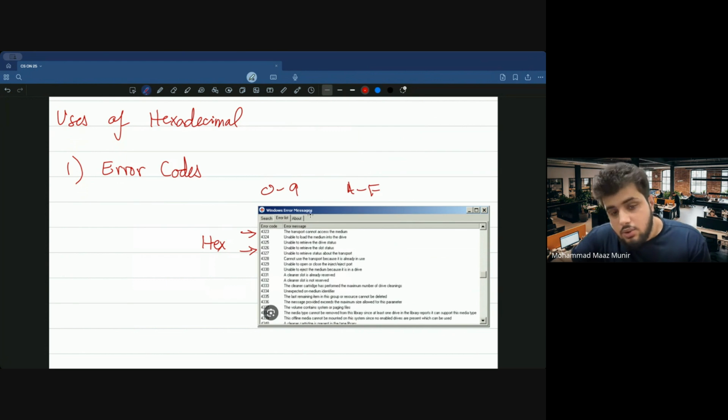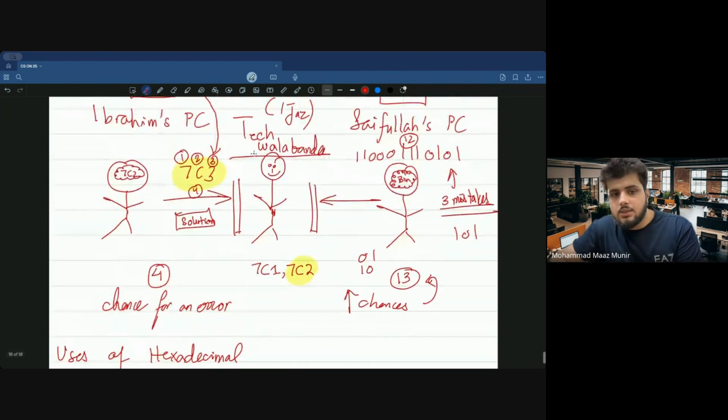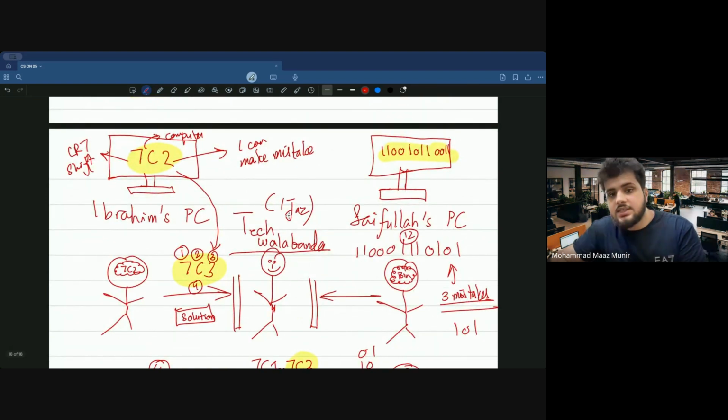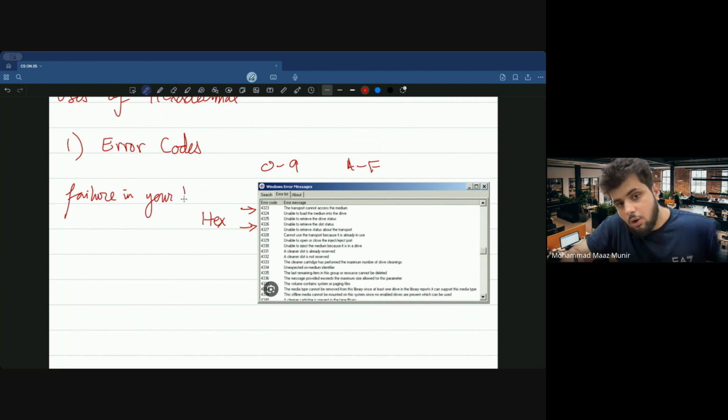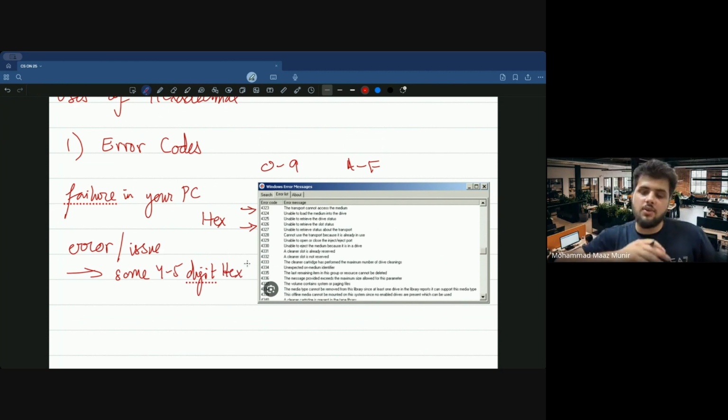We do have hexadecimal in MAC addresses. So error codes. Whatever we discussed previously up here, this whole kahani, the story above, same to same is being told up here. We have hexadecimal used for error codes. So when you have some sort of failure in your computer, in your PC, or you have some sort of error, or there is some issue, the computer won't give you some binary number. It will just give you some 4 to 5 digit hexadecimal value. And so you can give this hexadecimal value to the customer support service. Error 101. Okay, error 101. The 101 is a hexadecimal number.